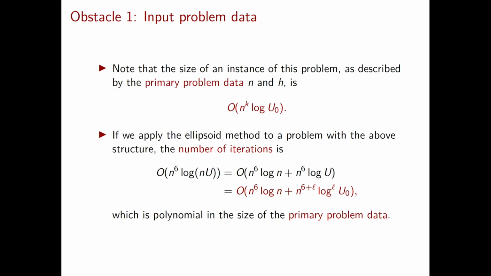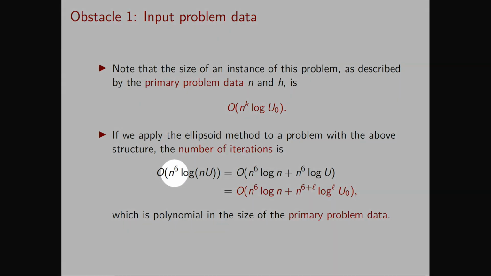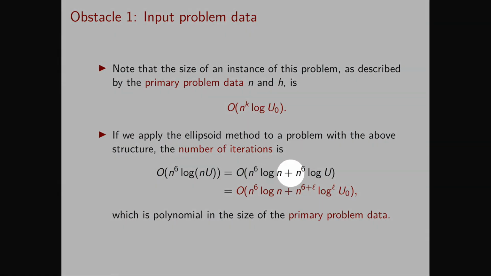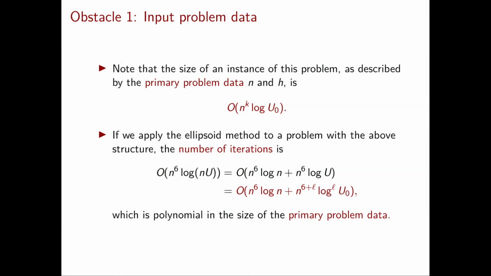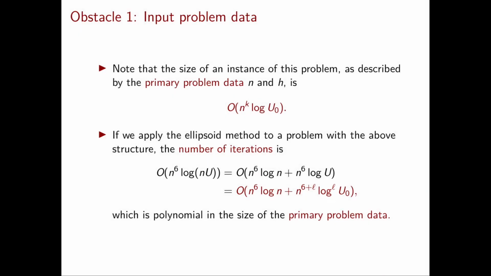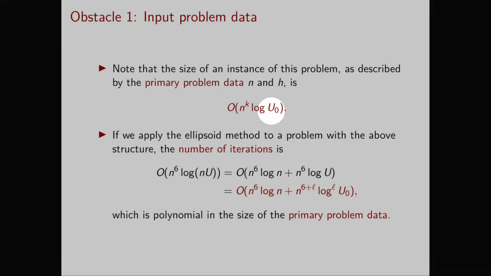And for now, let's just focus on the number of iterations. The number of iterations is big O of n to the 6 log nu. This is simply big O of n to the 6 log n plus n to the 6 log u. Now we use our assumption that says that log u is big O of (n log u0) to the l. We obtain that big O of n to the 6 log u is big O of n to the 6 plus l log of u0 to the power of l. Clearly, this is polynomial in the size of the primary problem data, which we saw is big O of n to the k log u0.